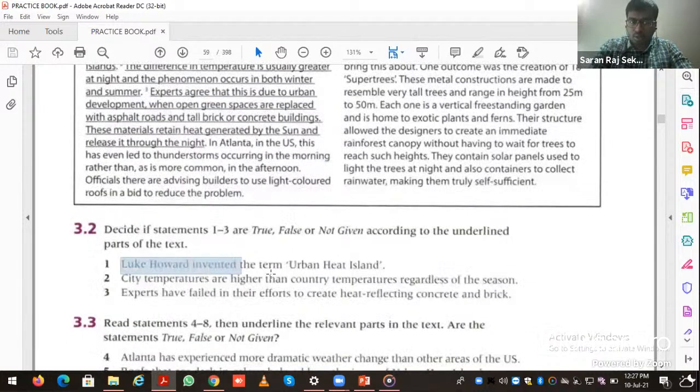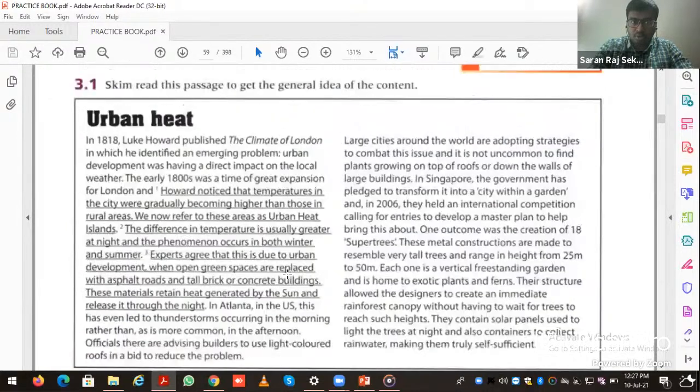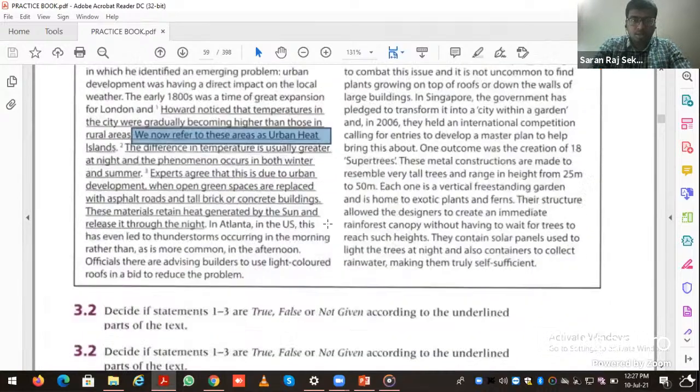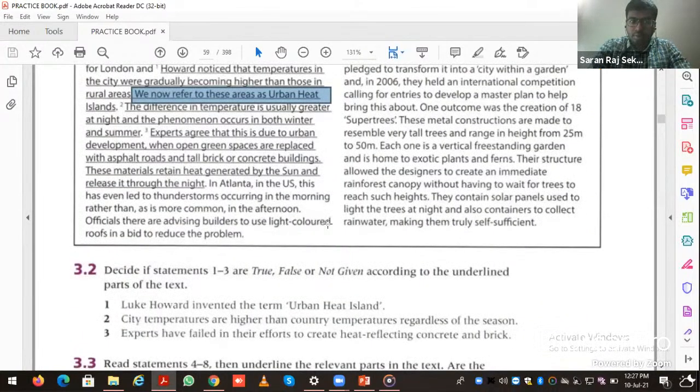It says, Luke Howard invented the term. So here the answer is false, because the question says Luke Howard invented, but the statement says we now refer to these areas. So "we" refers to the people in that place who named this place urban heat islands. So it's not Luke Howard. So the answer here is false. As I said, the answers will be in a sequential order.